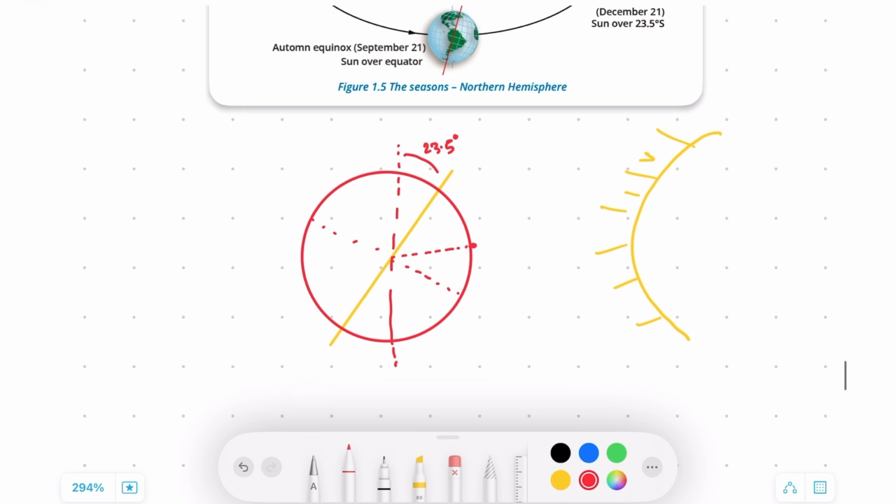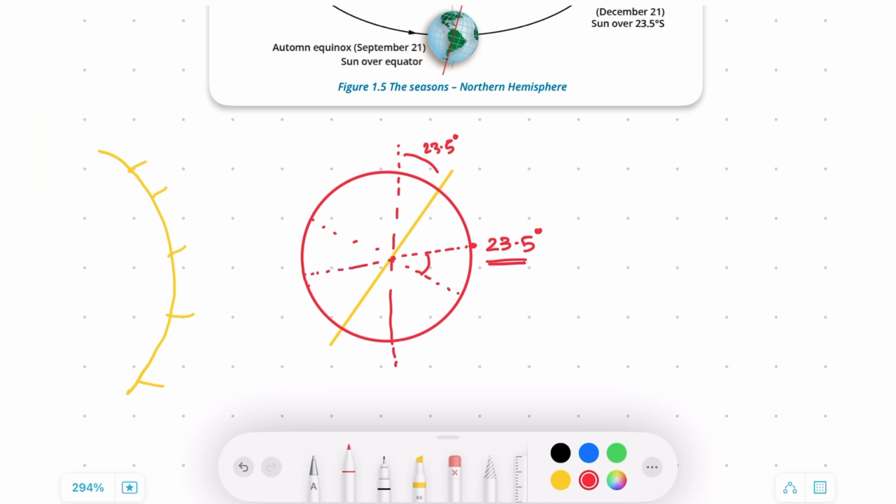And how high will this point be? This point will also be at 23.5 degrees, right? Similarly, when my earth covers a whole revolution around the sun, and the sun is now on the opposite side, or rather this side, who would be receiving the maximum sunlight? Some point which is here, right? It would be some point which is here.